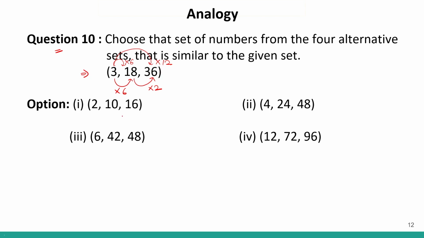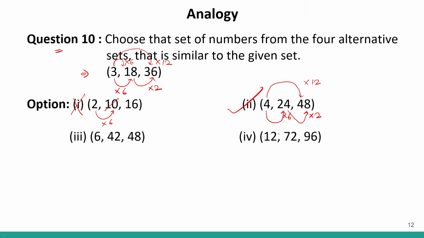So now let us check for each option. First, we have to check for into 6. So this is not correct. Into 6 will give me 12. So not correct. If I look over here, 4 into 6 gives me 24. Correct? And 4 into 12 will give me 48. Or I can say 24 into 2 will give me 48. So this one is the correct answer. This one will be the correct answer.